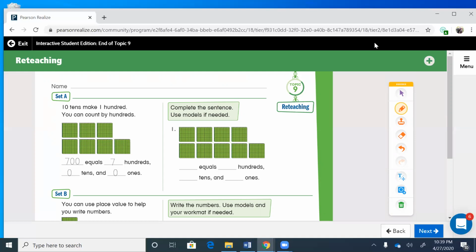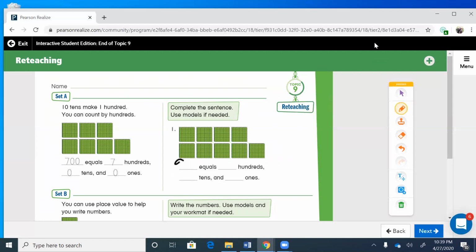Okay, so the first thing we need to do is figure out what the number is, because that's going to go on this line. So let's count our hundreds. 100, 200, 300, 400, 500, 600, 700, 800, 900. All right, now I want to erase that line so it doesn't get us all tricked up.